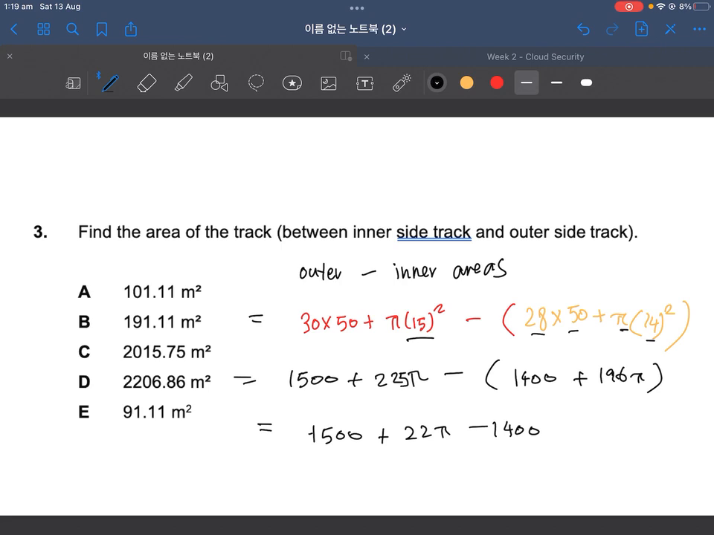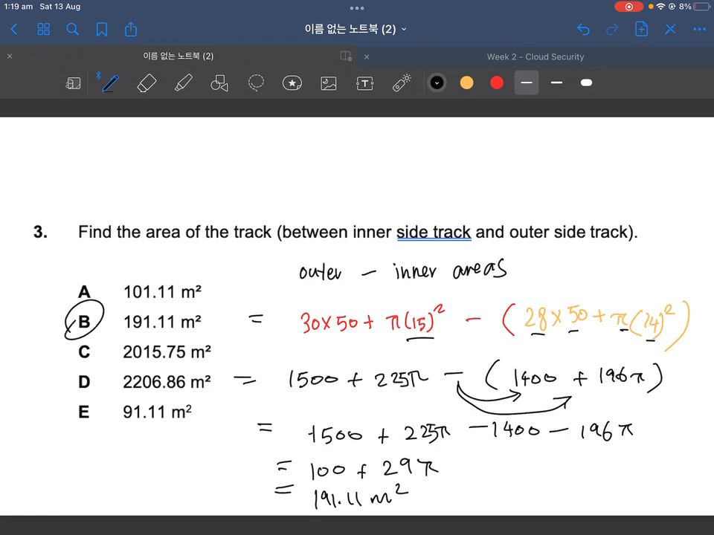Now remember, if there's a bracket and there's a minus in front of the bracket, we have to multiply to the same as well. So that means minus 1400 minus 196 pi, not plus, okay? So we do that, that's going to be 100 plus 225 pi minus 196, well that's 29 pi. Okay, we calculate this and we actually end up getting 191.11 square meters. Okay, and that is our answer to B.